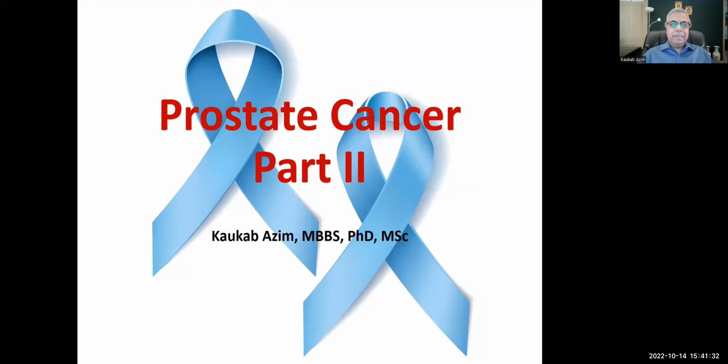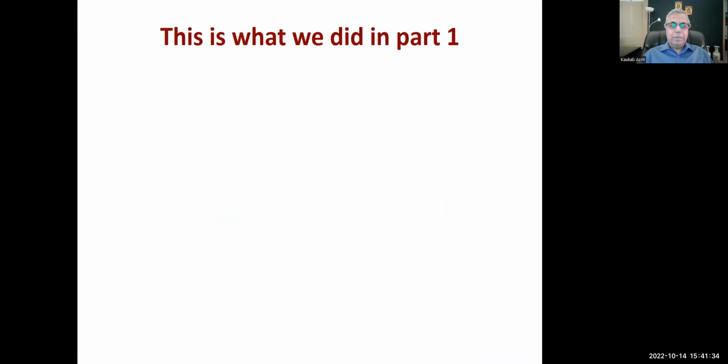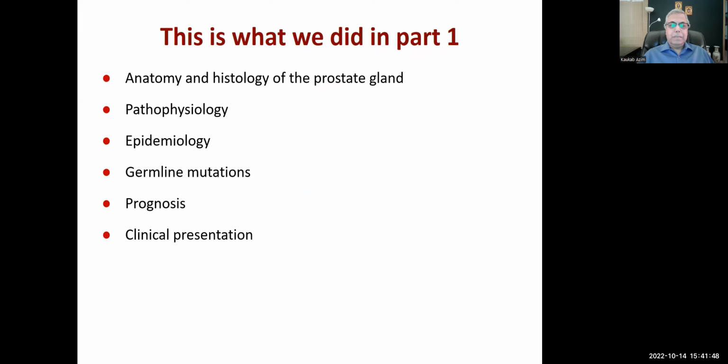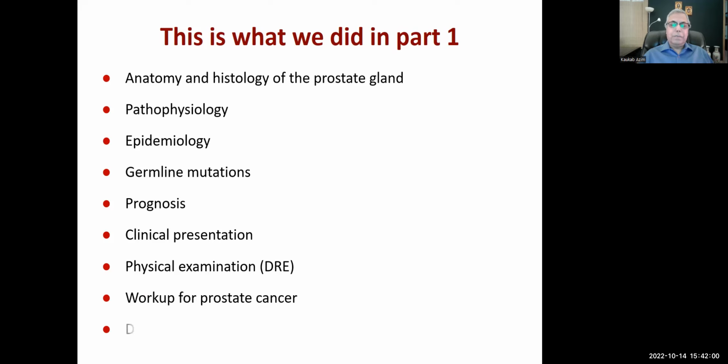So before we delve into the second part, let's look at what we did in part one. We looked at the anatomy and histology of the prostate gland. We looked at the pathophysiology, epidemiology, germline mutations, prognosis, clinical presentation, and physical examination, of which the digital rectal examination was the most important. And we also reviewed the workup for prostate cancer, and we had a discussion on prostate-specific antigen.